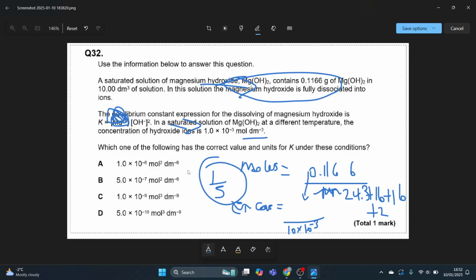That's wrong. None of them are like that. Maybe I did something wrong. 1 over 5 minus 1.0 times 10 to the power minus 3 is 0.199, that's the concentration of Mg2+ ion, surely. 0.199 times 1.0 times 10 to the power minus 3 squared. Yeah, I don't get that.